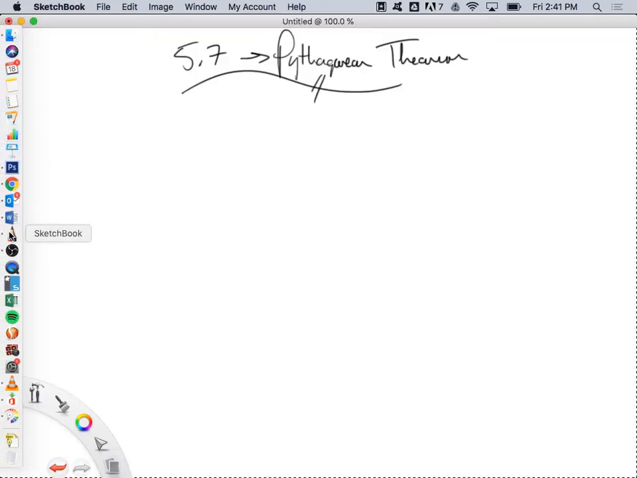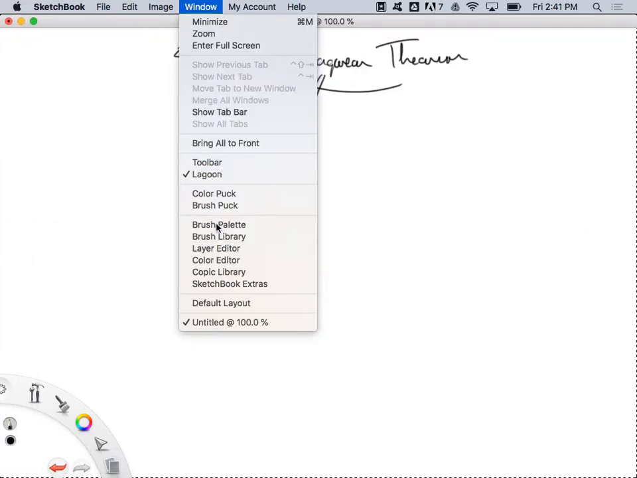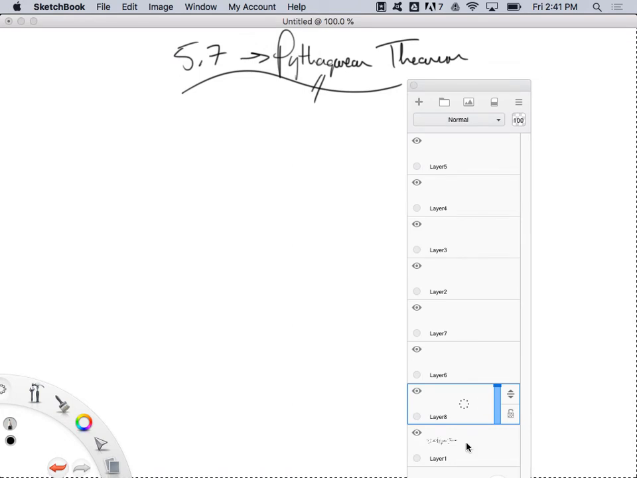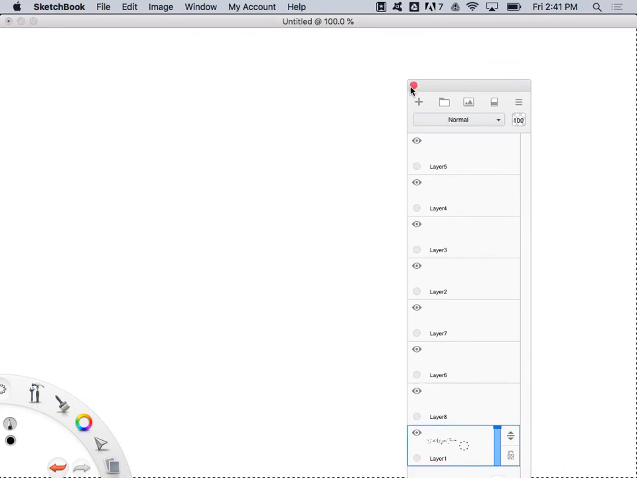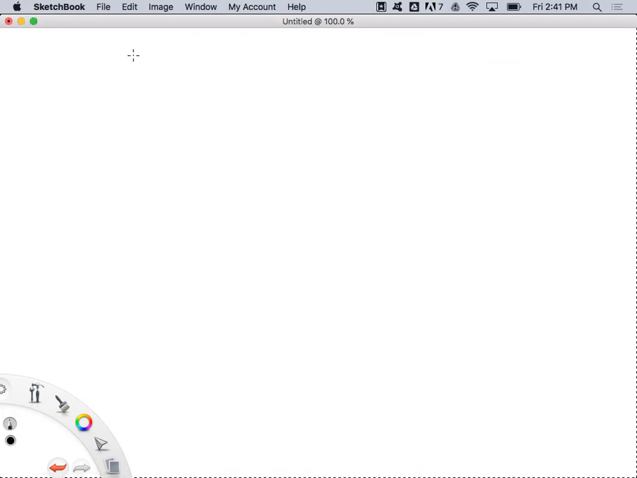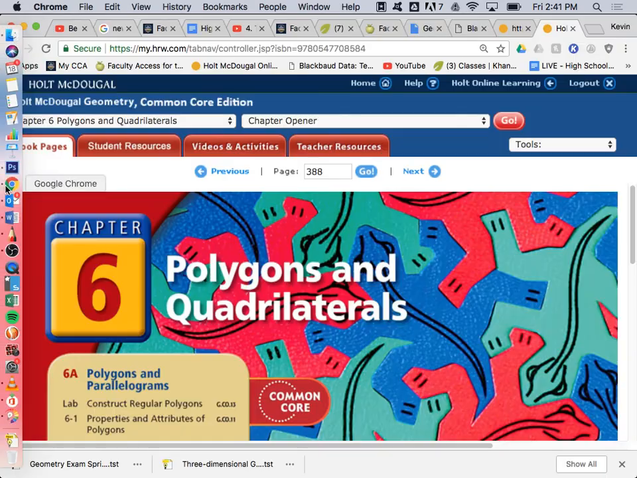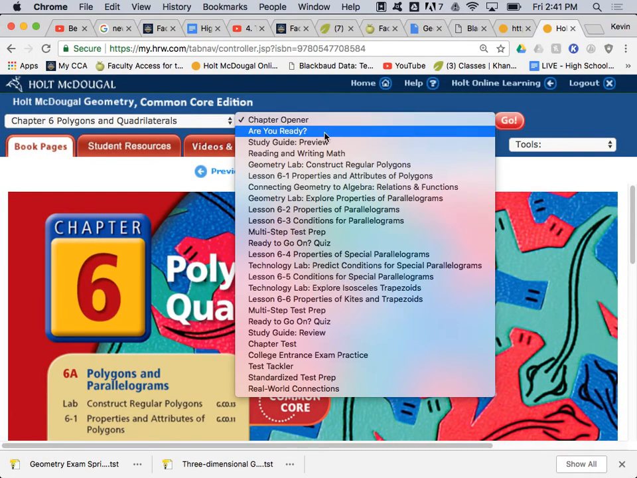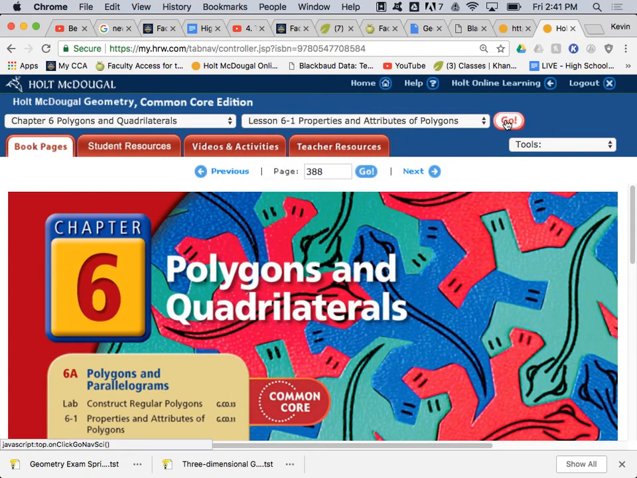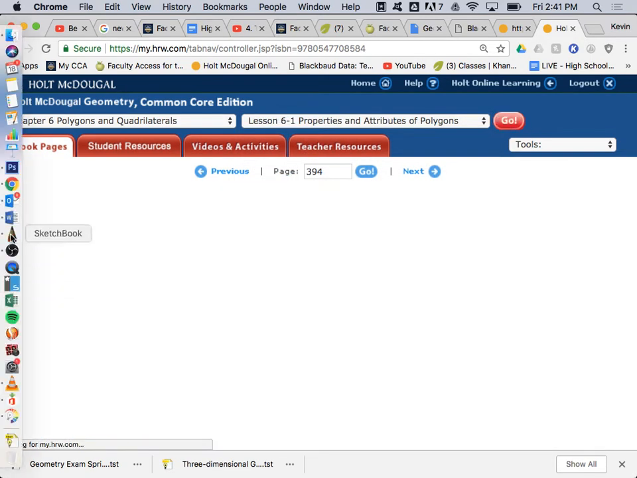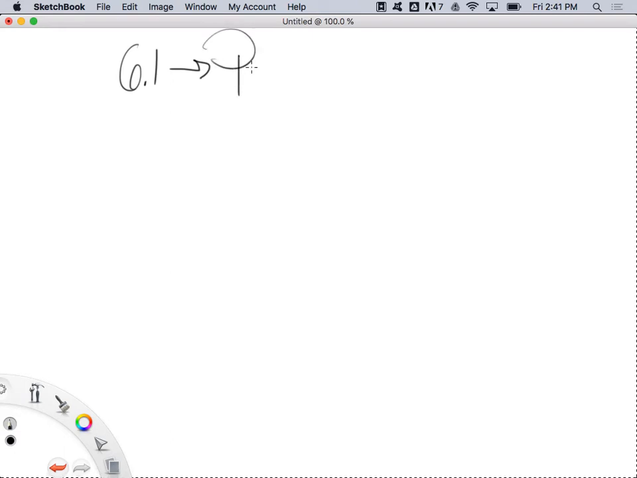All right, so let's move on to chapter 6. Okay, chapter 6, 6.1. Chapter 6 is on polygons and quadrilaterals. 6.1 is just properties of polygons. So it's just on polygons.